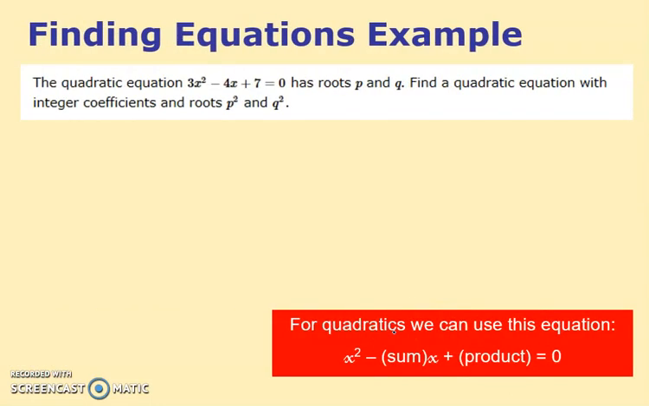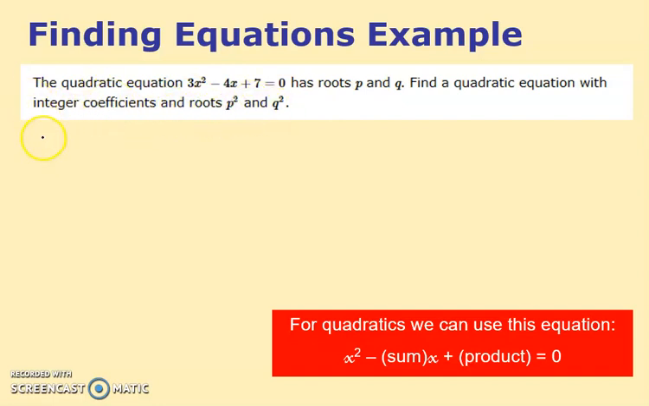Happy with that. Now look, these are different. This is the main reason I decided I needed a second video. So the quadratic equation is 3x squared minus 4x plus 7. It has roots p and q. Find the quadratic equation with the coefficient p squared and q squared.